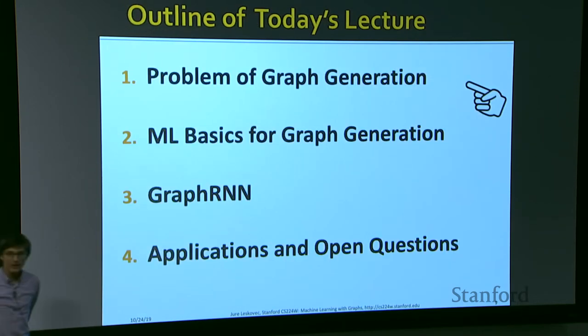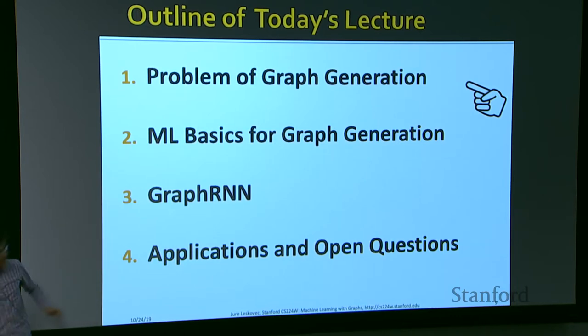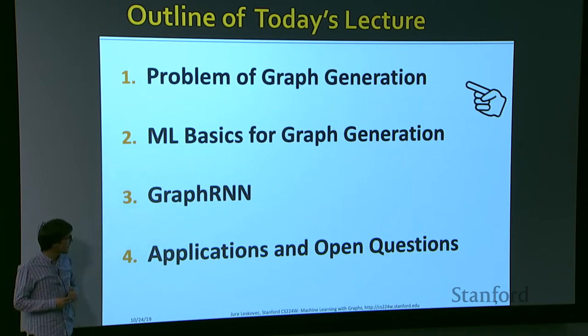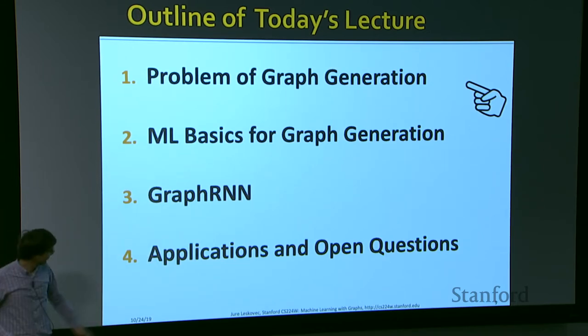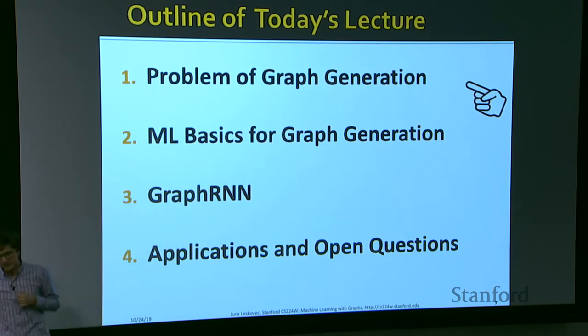So the outline for the lecture today will be that I'll first introduce the problem of graph generation. I'll tell you some fundamentals of machine learning for graph generation. We'll talk about this model called graph RNN, and then we'll talk about applications and open questions, and I'll probably end here, and that will be fine.